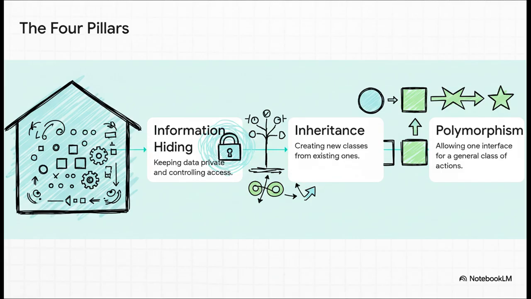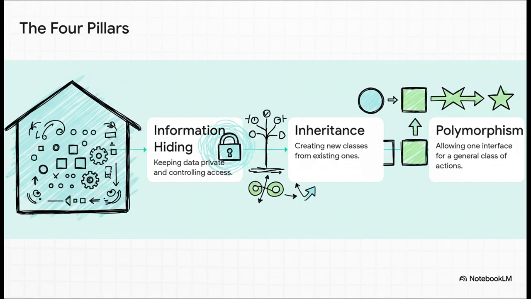Next is information hiding, which is just common sense, really. It means putting up walls so people can't just mess with the internal wiring directly. They have to use the thermostat. Then there's inheritance, which is all about reusing your work, like using a basic house blueprint to create a bigger mansion blueprint. And finally, polymorphism.